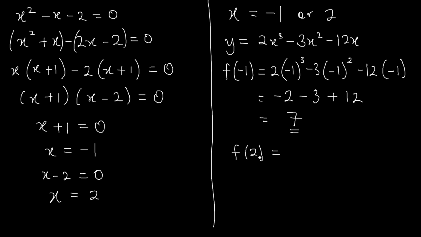So f of positive 2. Positive 2 is the next value for x. So wherever we see x, we put 2 over there. So 2 into brackets, 2 cubed. We are actually still using the same equation. Take note of that. Minus 3 into brackets, 2 squared, minus 12 into brackets, 2.